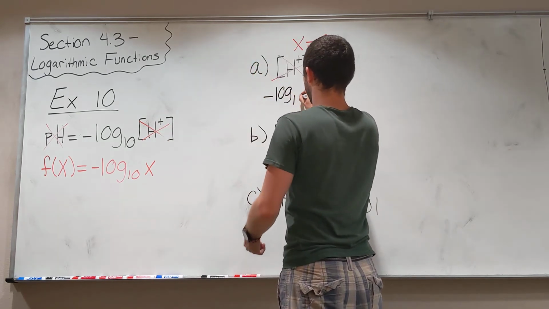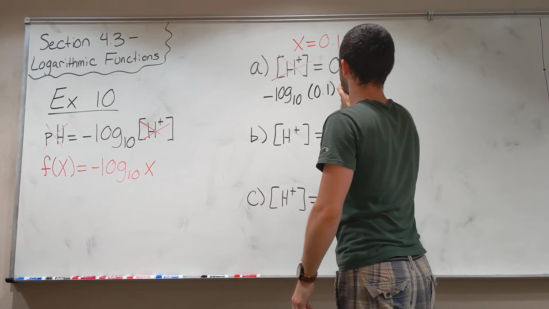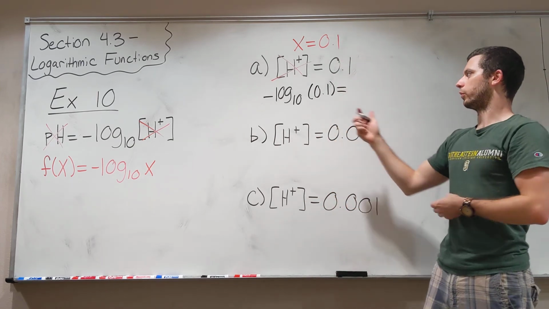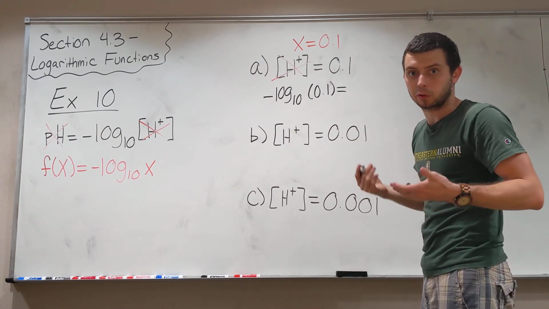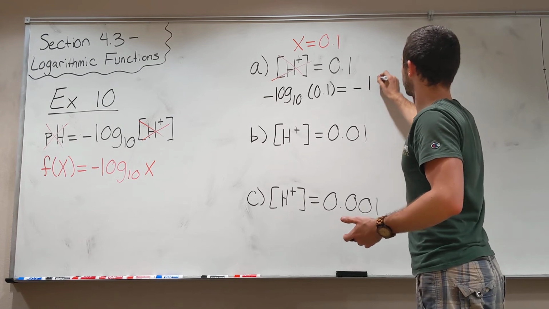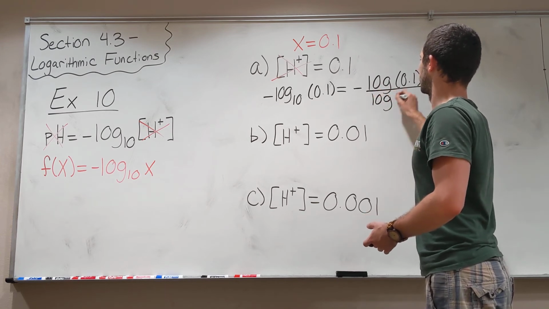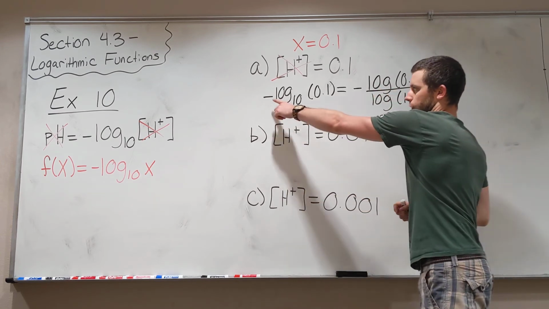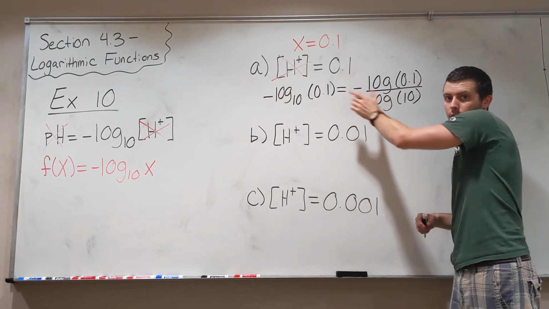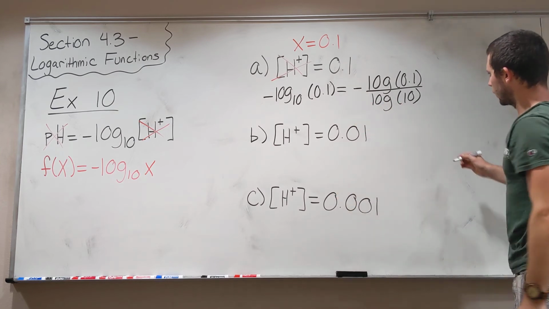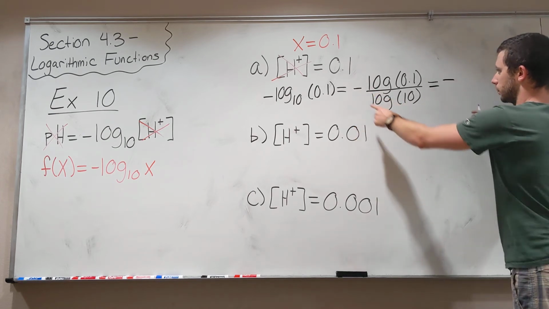So negative log base 10 of x, but x is now 0.1. So we want to evaluate this, but how do we evaluate a logarithm? We have to write it in the calculator-friendly version. So just like this. So notice the negative sign just carries over, and the logarithm stuff follows that formula that I talked about before. And so if you plug all of this in your calculator, there's a negative in front, so I'll go ahead and leave the negative.